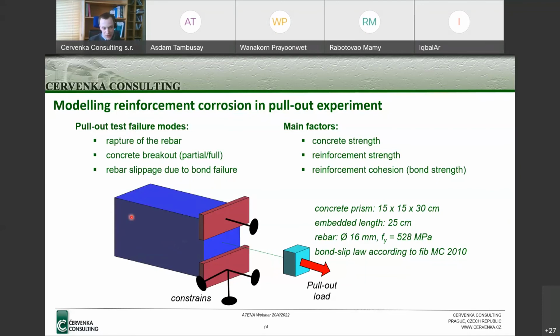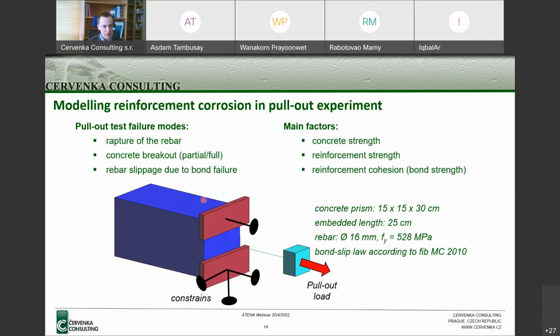Or if the steel is the weak link in this system, what might happen would be that the steel will start to yield, and finally it can rupture. Or if there is some poor bond condition between the concrete and steel, this bond will fail and a slippage of the bar will occur. So those are 3 possible outcomes.